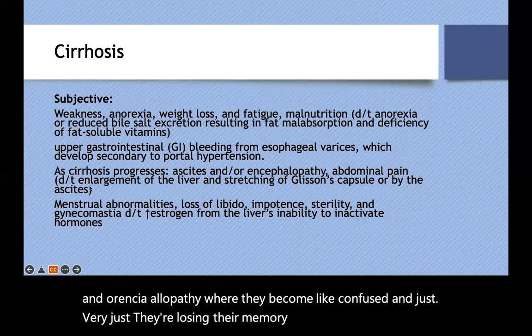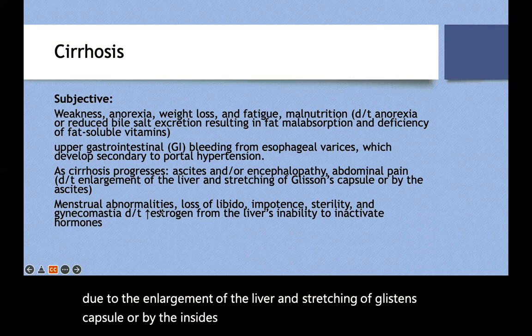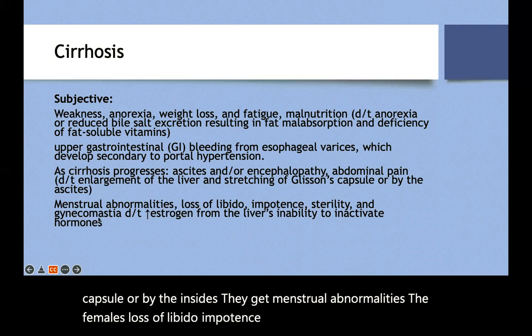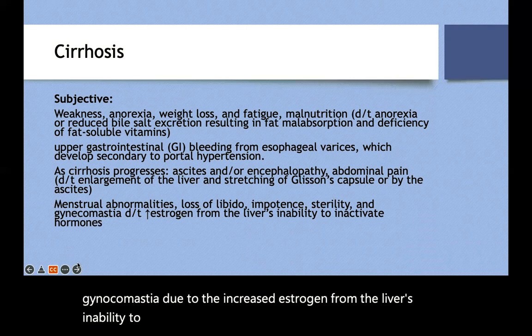They get abdominal pain due to the enlargement of the liver and stretching of Glisson's capsule or by the ascites. They get menstrual abnormalities, the females, loss of libido, impotence, sterility, and gynecomastia due to the increased estrogen from the liver's inability to inactivate the hormones.